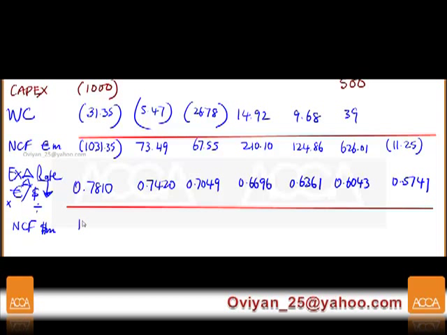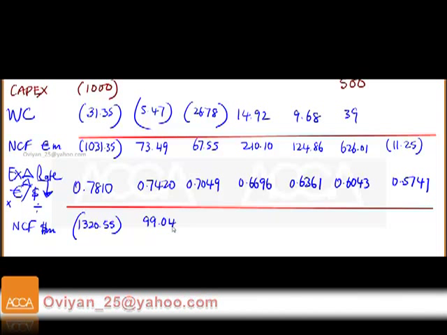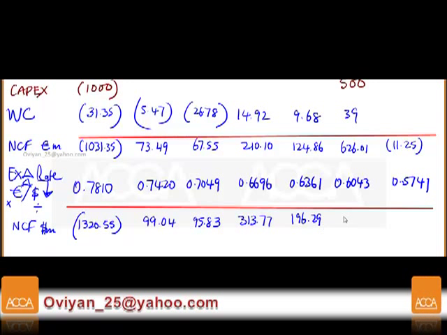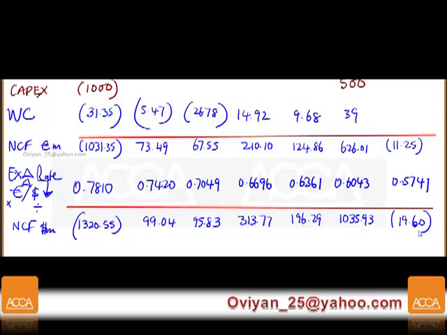million. So this is going to be 1320.55 in bracket. This is going to be 99.04. This is going to be 95.83. This is going to be 313.77, 196.29, and you've got 1035.93. In bracket is going to be 19.60. Check. Correct.